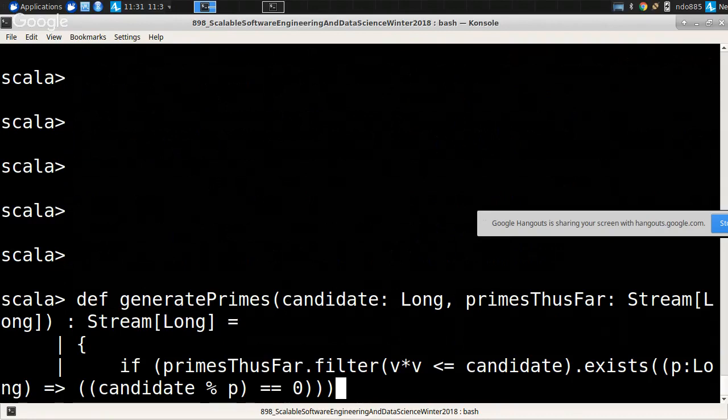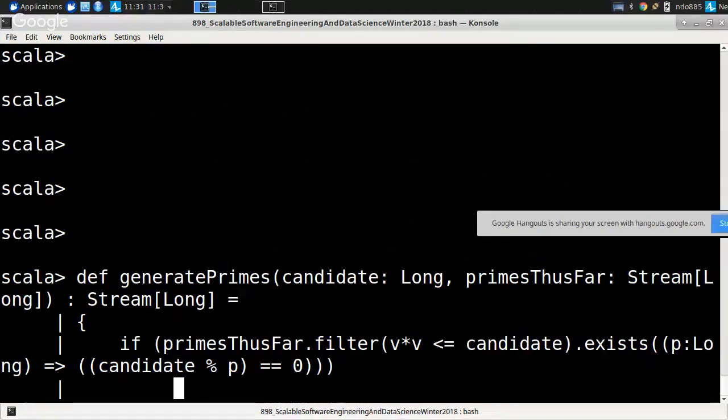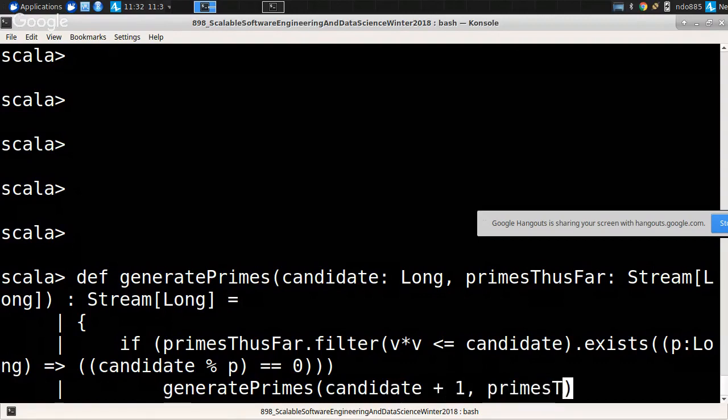So in this case, ladies and gentlemen, what is the stream of primes that we should return? Well, it's just the stream of primes that result from considering candidate plus 1. So let me write it out, and then you can ponder it. Generate primes, candidate plus 1, comma, primes thus far. So do you see what I'm saying?